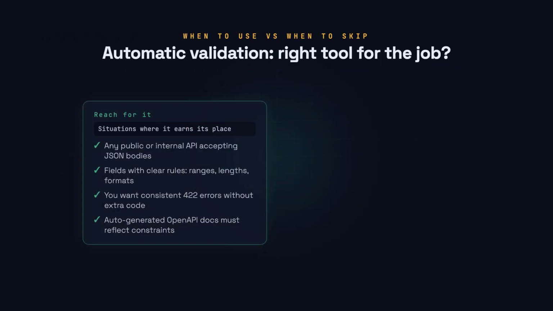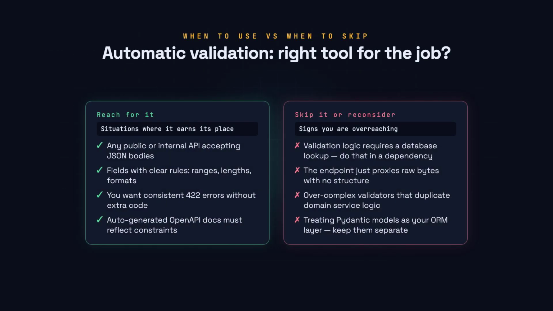Reach for automatic validation whenever you accept structured JSON and want deterministic, well-documented rules enforced at the boundary of your API. That is almost always. The main time to pause is when a validation rule cannot be answered from the data alone. For example, checking whether a username is unique requires a database query, and that belongs in a FastAPI dependency or your service layer, not inside a Pydantic validator. Also, resist the temptation to embed heavy business logic inside validators. Keep them focused on shape and format.